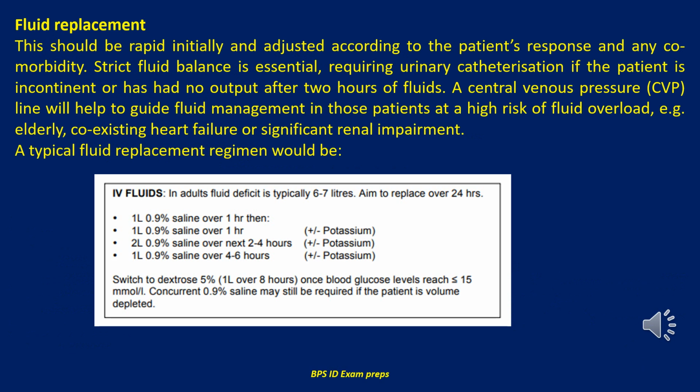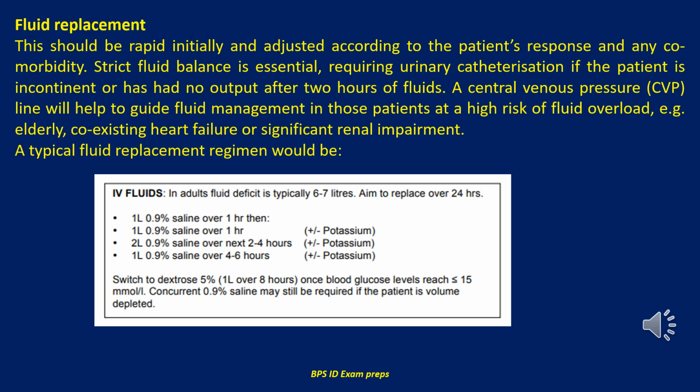Regarding fluid replacement, this should be rapid initially and adjusted according to the patient's response and any comorbidity. Strict fluid balance is essential, requiring urinary catheterization if the patient is incontinent or has had no output after 2 hours of fluids. A central venous pressure (CVP) line will help to guide fluid management in those patients at a high risk of fluid overload, e.g. elderly, coexisting heart failure or significant renal impairment.